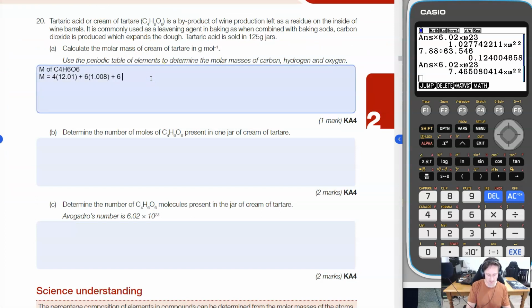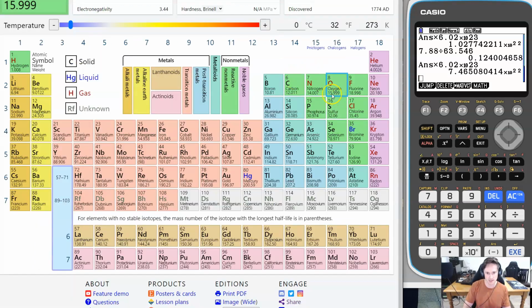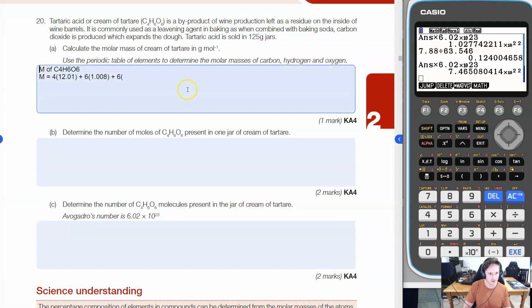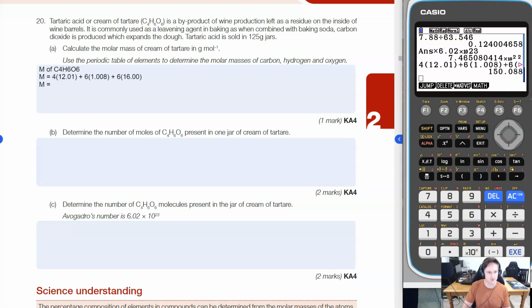Plus 6 times oxygen, because there's 6 oxygens here, and the molar mass of oxygen is 16, or 15.999 if you're looking at that one, but I've always done it as 16, so I'm just going to do that. So we'll just go 4 times 12.01 plus 6 times 1.008 plus 6 times 16. So that's equal to 150.088 grams per mole to the power of -1. Okay.